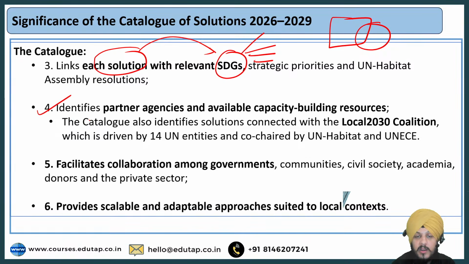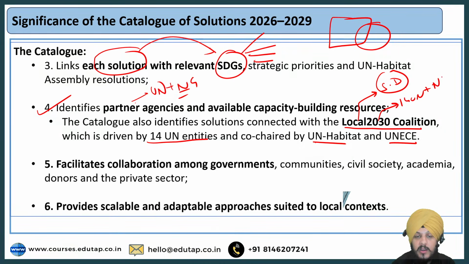Then fourthly, it identifies partner agencies and available capacity building resources, right? So different partner agencies are there. For example, different UN agencies, different national governments. In the document, it specifies that the catalog also identifies solutions connected with the Local 2030 Coalition, which is driven by 14 UN entities co-chaired by UN Habitat and UNEP. The point is that this Local 2030 Coalition is a coalition that basically promotes sustainable development. In it, we have 14 UN entities, different national governments, and certain types of NGOs too, right?